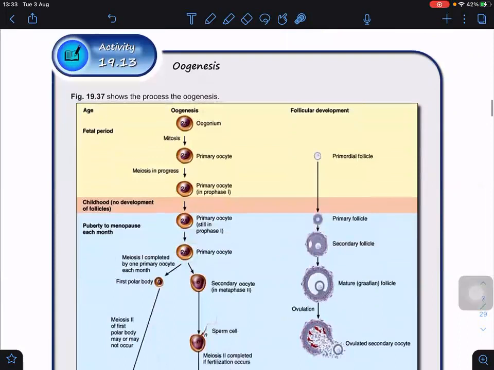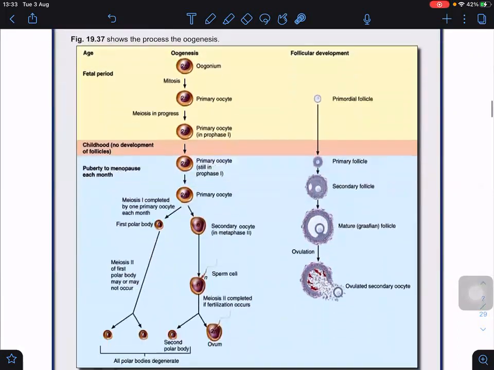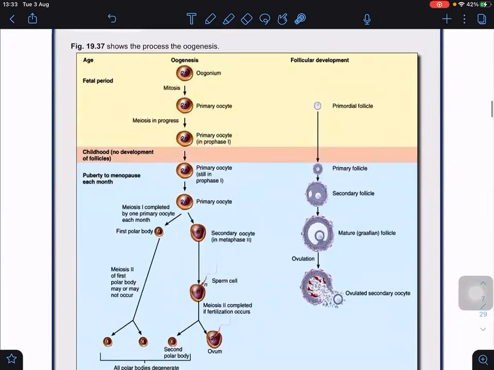So oogenesis is definitely more complicated. You can see that it involves a few phases. One is the fetal period, or prenatal, meaning before the girl is born. And then after that we have puberty until menopause, and each month there is a main process that takes place. So let us look at the process.